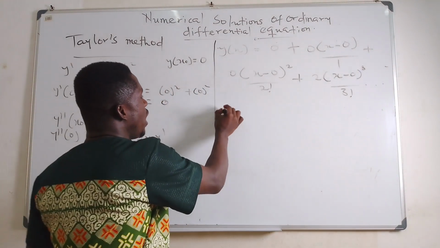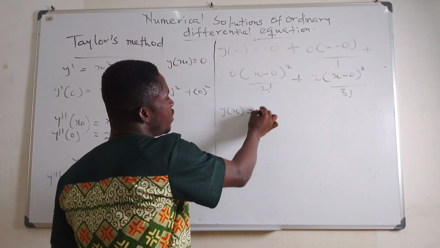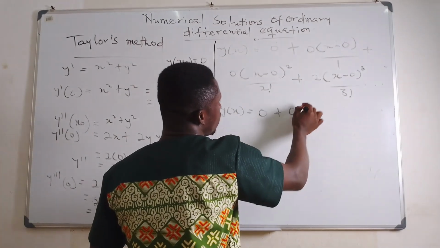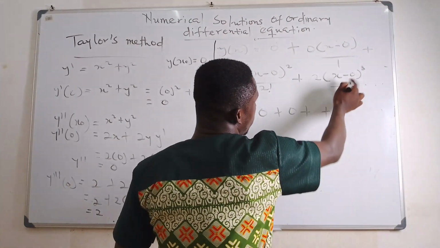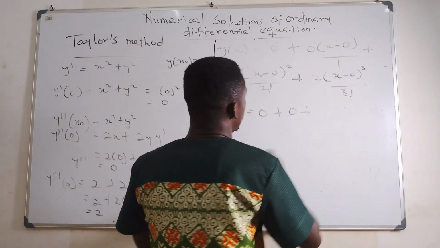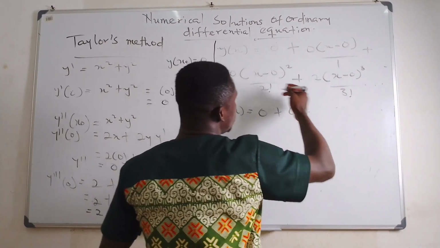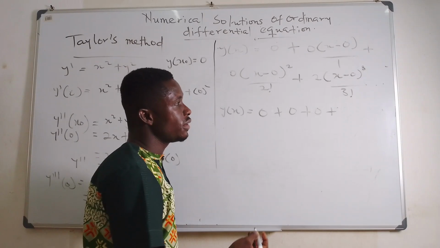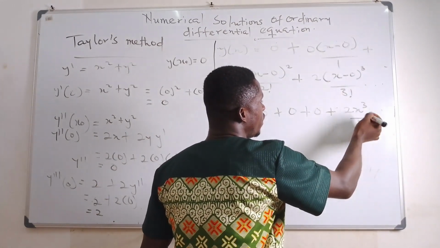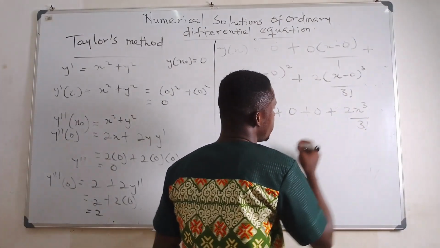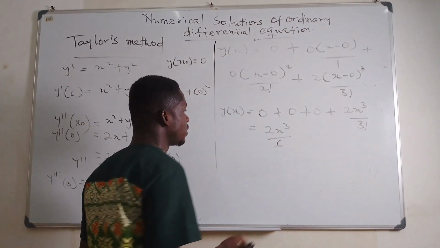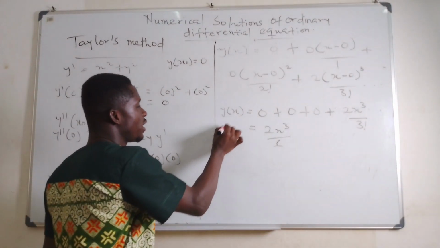So we're having y of x equals 0, and this one too is given as 0, this one too is given as 0, plus we're having 2, here is 0, here is 0, here too is 0, plus we're having 2x cubed all over 3 factorial. And we know that 3 factorial is the same as 6. So we are having 2x cubed over 6. So this is our y of x.